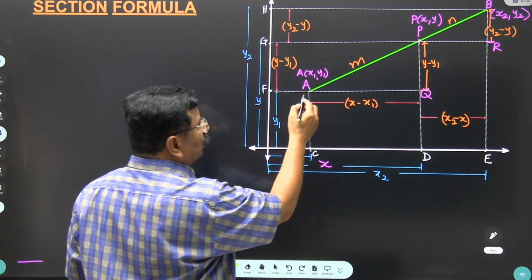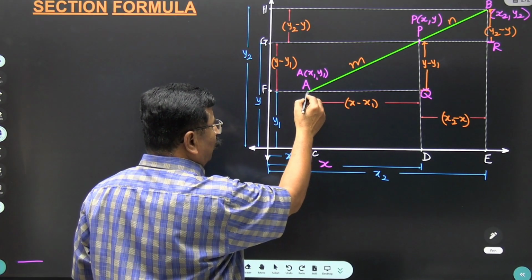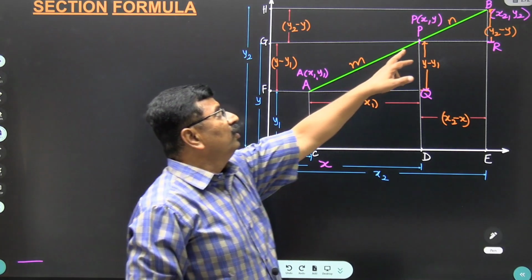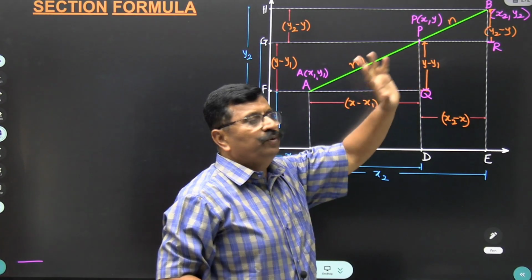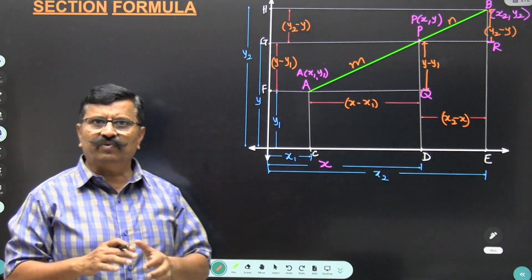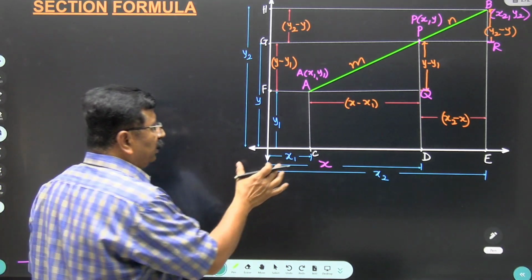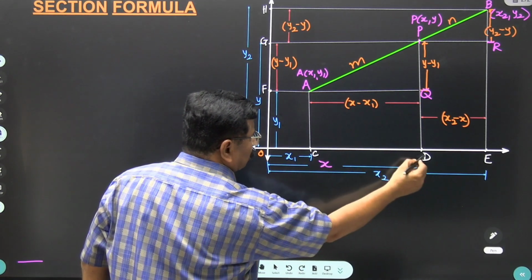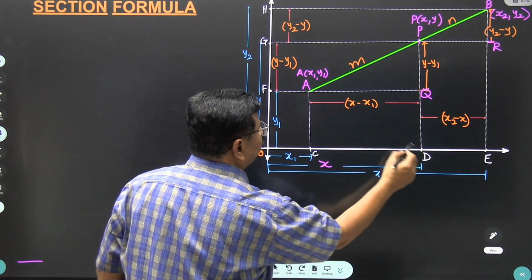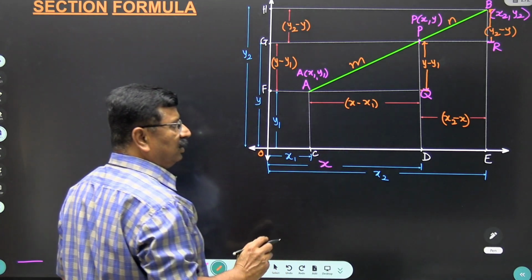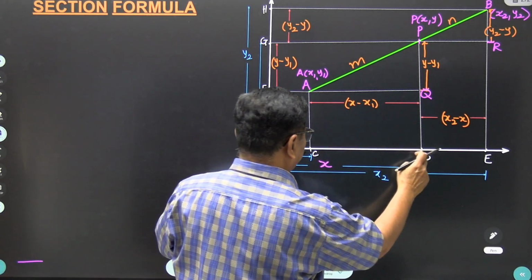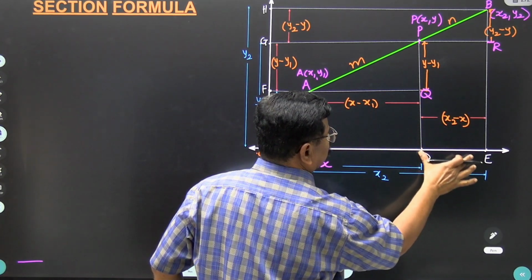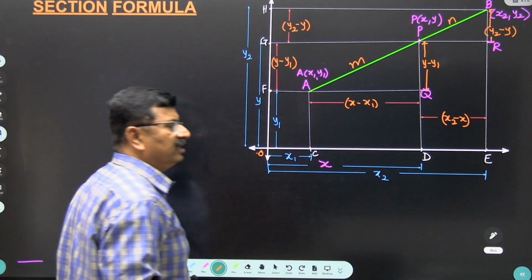Now what we will do is draw the perpendiculars from point A to the x-axis and to the y-axis. Also, perpendiculars from point P and point B to the x-axis and y-axis respectively. Then this distance is x1. This distance OD is x, then CD will be x minus x1. In the same way, OD is x while OE is x2, therefore this distance DE is x2 minus x.